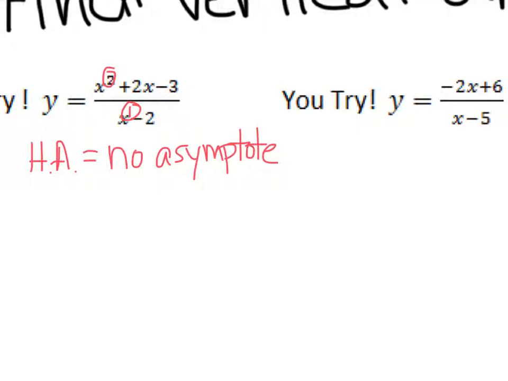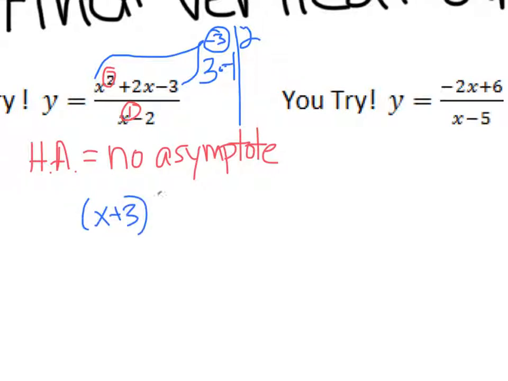So now I'm going to work on the vertical part for holes and asymptotes, which means I have to factor. And I'm going to do this in blue. So my numerator, I'm going to go 1 times -3, which is -3, and I'm wanting them to add up to a +2. So factors of -3 that add up to 2 would be 3 times -1. So my numerator is going to become x plus 3 and x minus 1. The denominator can't be factored, so it's just x minus 2.